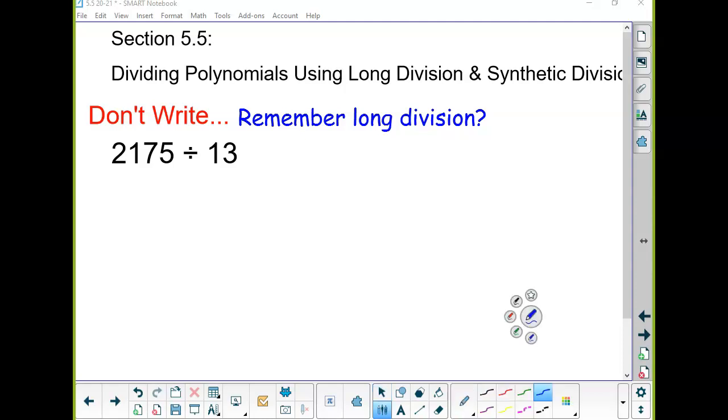Alright, so what is long division? You might remember this, but I'm looking for how many times does 13 go into 2,175? And if we do the long division, we're going to see not really how many times 13 goes into the big number all at the same time, but we're going to do it in pieces. So I'm going to start with the 2. Well, 13 doesn't go into 2, so then I have to move to the 21. And if I multiply that by 1, remember we multiply here, 13 times 1 is 13.